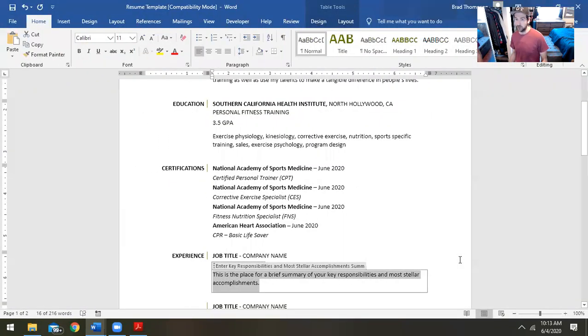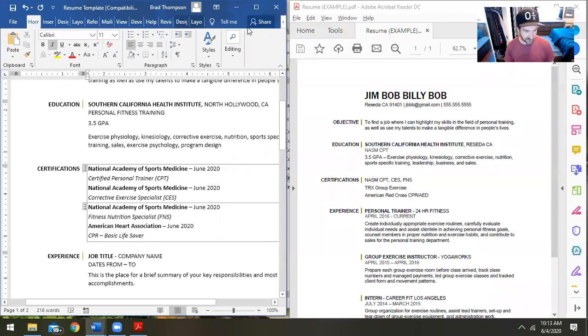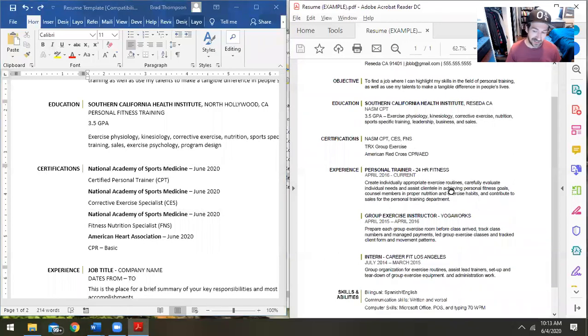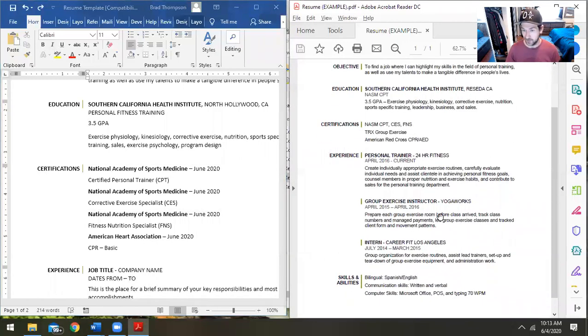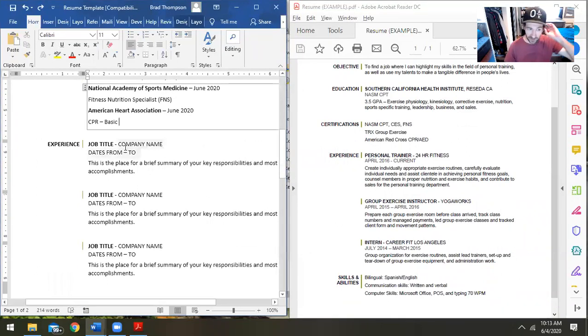So again, there's no perfect format to any of this. There's no perfect way to do it. If you hate the italics, undo them. But I definitely don't recommend just going NASM, CPT, CES, FNS. I think that's not enough information. But at the same time, this person's got a little more work experience, so they're including a bit more of that. So then we got our work experience here.